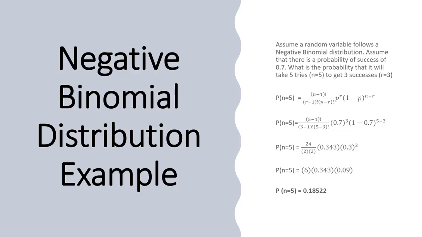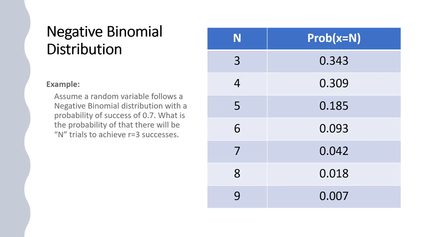Here we have an example where you just input your variables into the formula. We're using the probability of success as 0.7 to determine the probability that it will take 5 tries to get 3 successes. This is what it will look like when you compute that probability. In this case, it would be 0.185. And here's just another example using different values of n and what those probabilities would be for various levels of n.